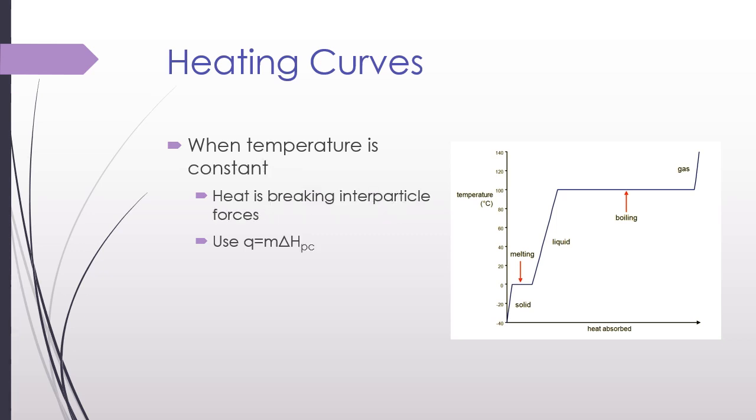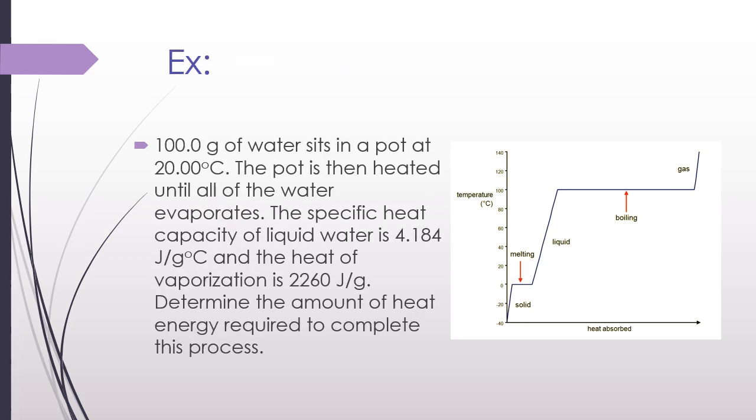Where the temperature is constant, the heat that's being added is being used to cause a phase change, which means it's being used to break apart interparticle forces, either IMFs or bonds. In this case, we should use the equation Q equals m times the change in enthalpy of a phase change. Let's look at an example problem for how to do calculations involving multiple pieces.